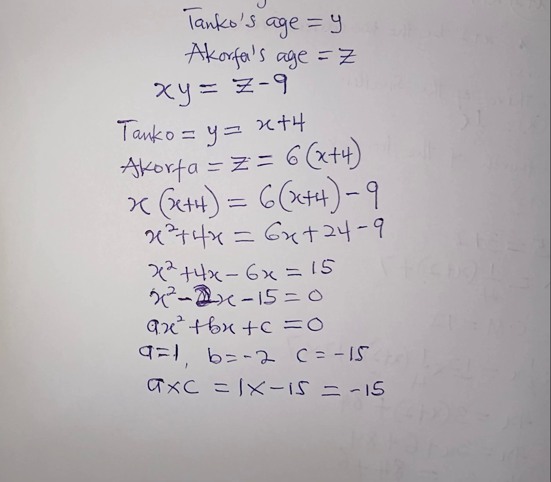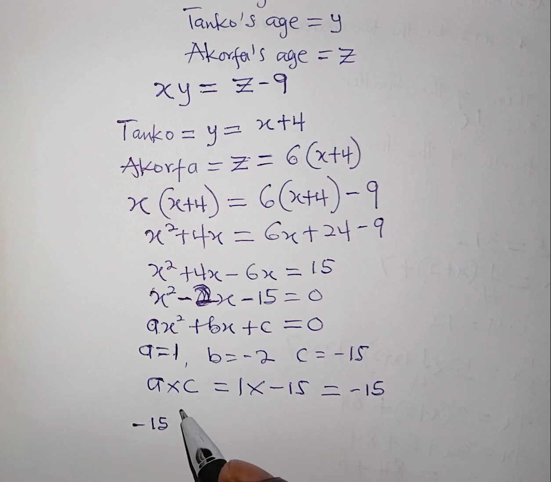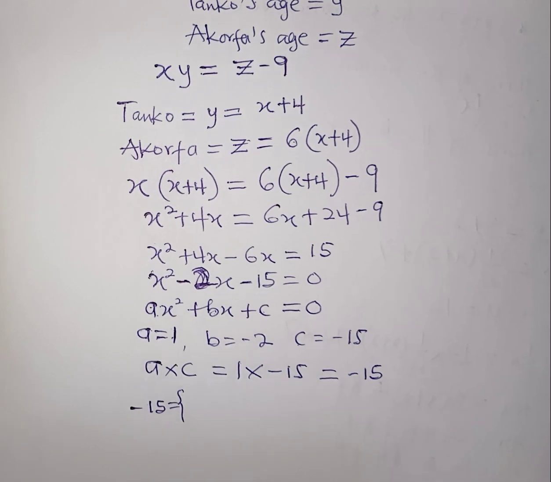Okay, good. Now after the answer you have gotten, you have negative 15. So after getting the negative 15, then you are going to find the factors of the negative 15. Factors of the negative 15. So the factors of the negative 15 should be both positive and negative factors. Okay, good. We are going to do that.